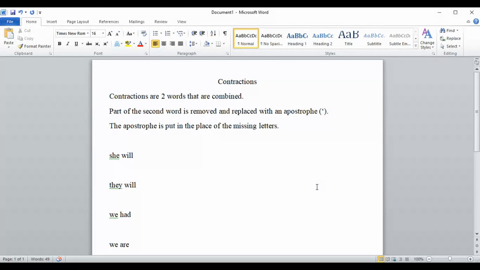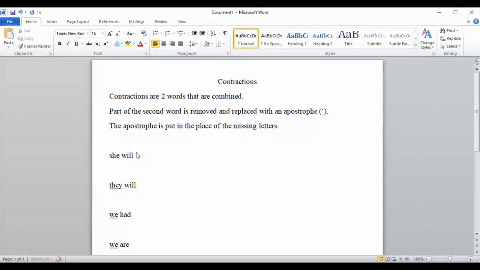So contractions, as you can see, are two words that are combined, but they're not compound words because part of the second word is removed and replaced with an apostrophe. So some letters from the second word are taken out, and the apostrophe is put in the place of the missing letters. That's what the apostrophe stands for, and the apostrophe is like the little hanging comma.